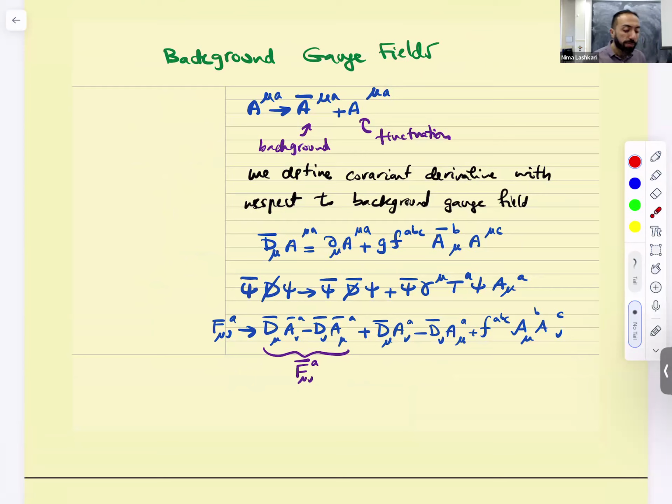Background gauge fields. We talked about, well, we use background gauge fields as an effective action method to derive the beta function in a very quick way, right? So what is this? We take the gauge field and say there's a background and there's some sort of fluctuations. Now we define the covariant derivative with respect to this background field. So for example, the covariant derivative will take this form, right? Now this is the background field. This is the covariant derivative. So now this is the full thing, right?